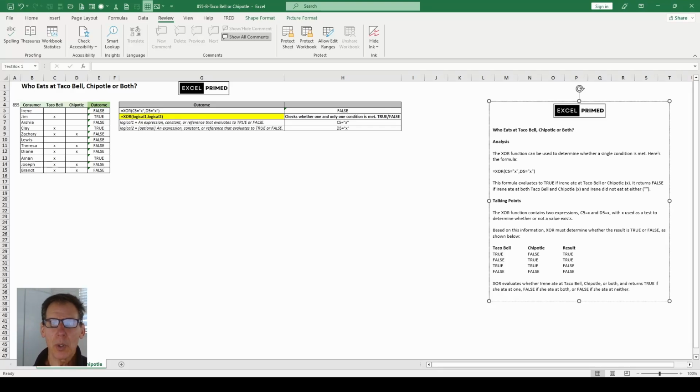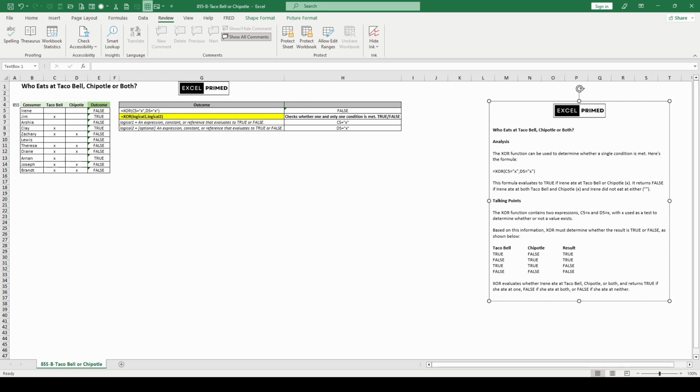In this example, we're going to talk about the XOR function. It's rarely used, simply because it's a true/false tool. Here, who eats at Taco Bell, Chipotle, or both? We'll use the XOR function to figure that out.